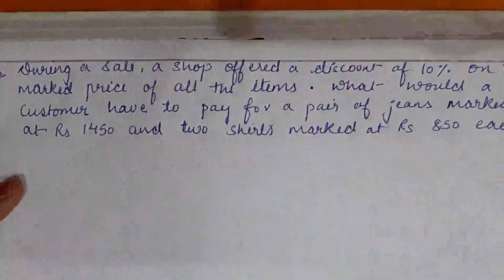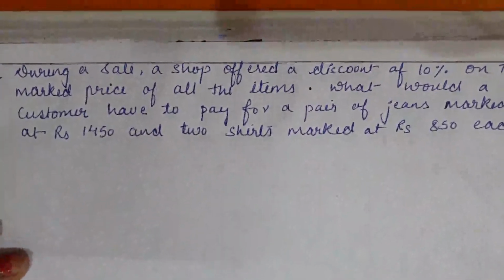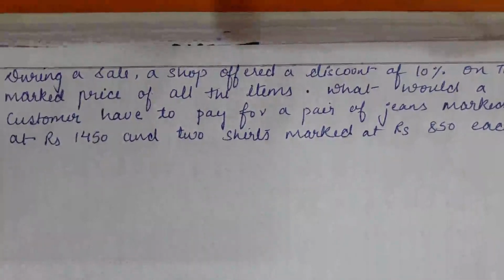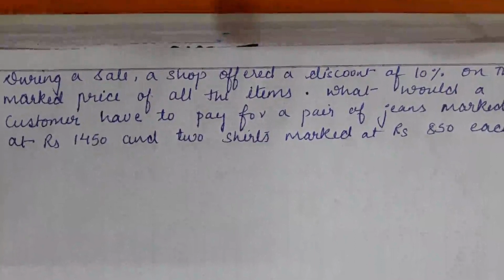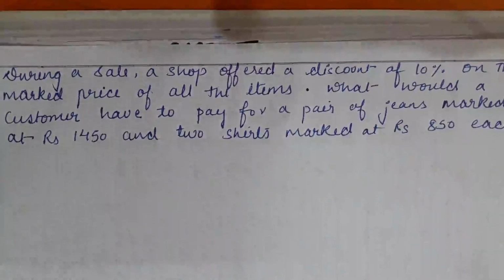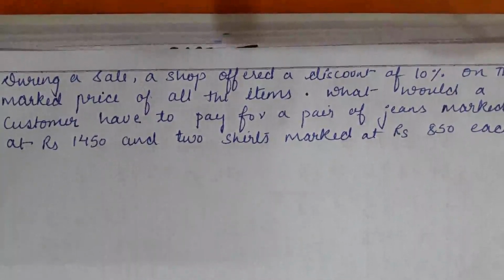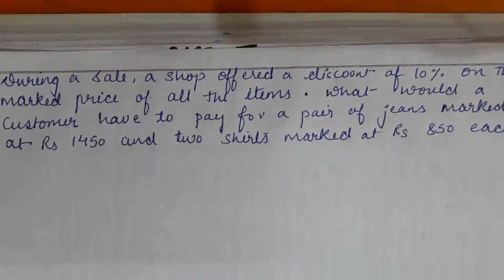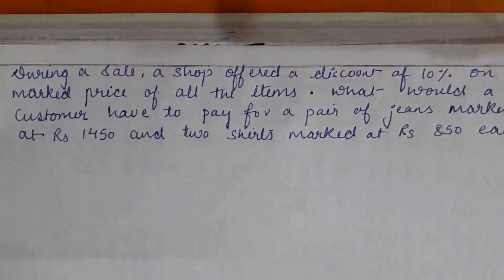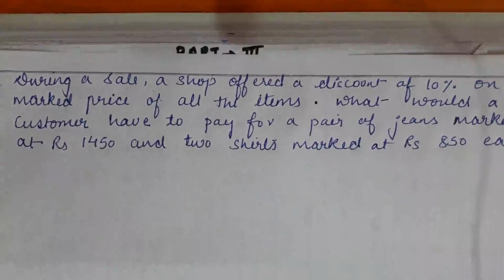Sixth question. During a sale, a shop offered a discount of 10% on the marked price of all the items. So in a shop, on every item, the shopkeeper is giving a discount of 10%. What would a customer have to pay for a pair of jeans marked at rupees 1450 and two shirts marked at rupees 850? So we need to find out the amount the customer has to pay at the end.